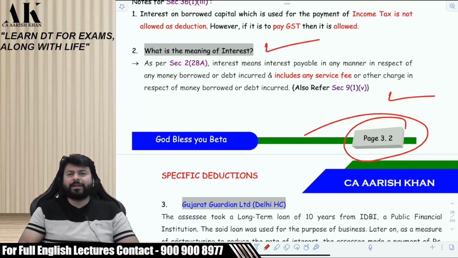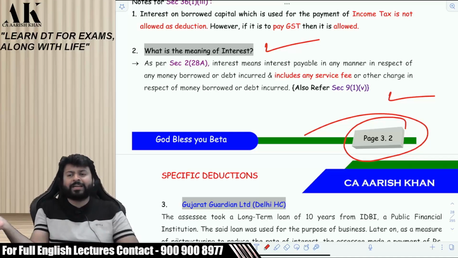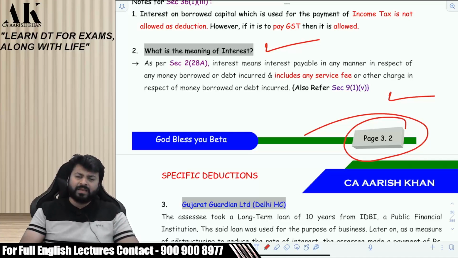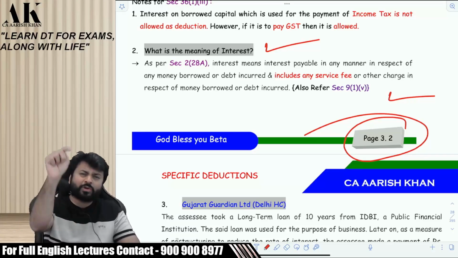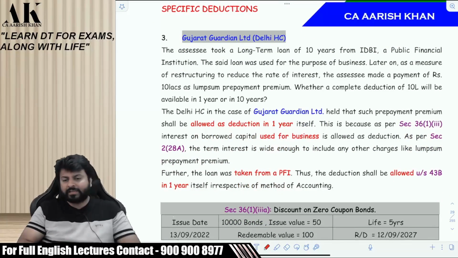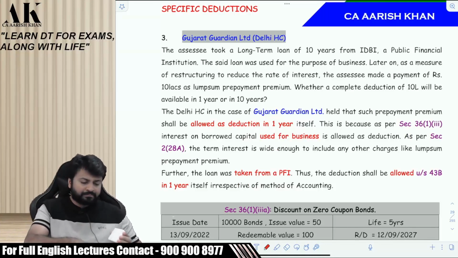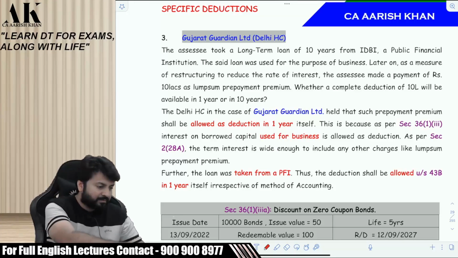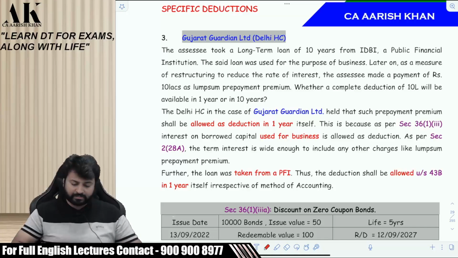Can this lump sum prepayment premium be called other charges in respect of money borrowed? Therefore, can this lump sum prepayment premium be called interest? And if it is an interest for which the loan is taken from a public financial institution, will this interest be allowed on actual payment? Yes, that is what is written in this particular case. Read this case, please. Gujarat Guardian, mark this case, very important for exam. Very important for exam. Read this case.